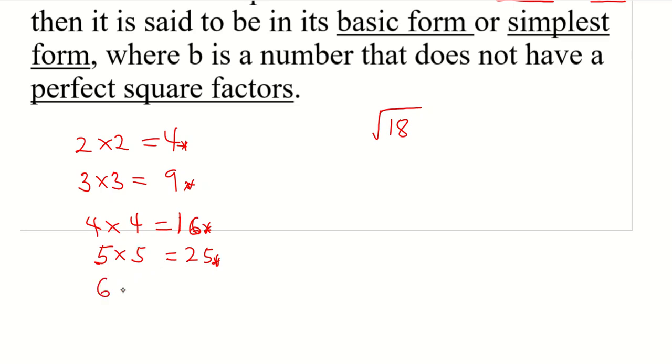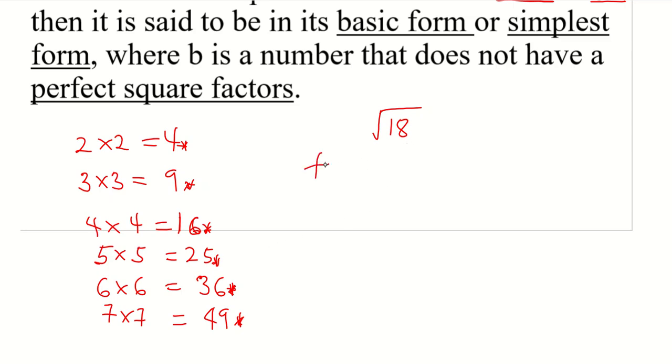And that continues to the last number we can think of. So 6 times 6, we are going to get 36, and we can say 36 is a perfect square. 7 times 7, we are going to get 49, and we can say 49 is a perfect square. Now, if we find these perfect squares in the factors of a number, then we can say they are perfect square factors.